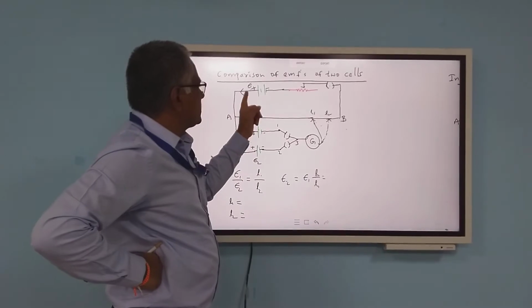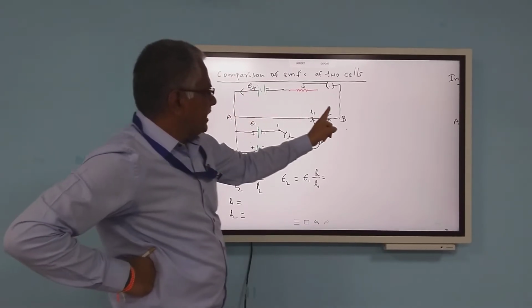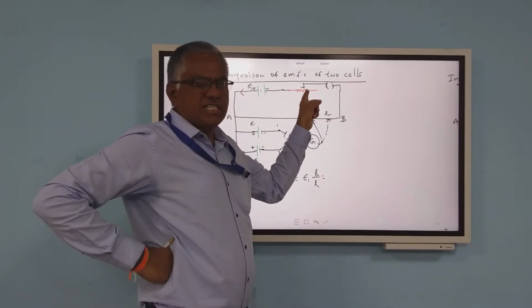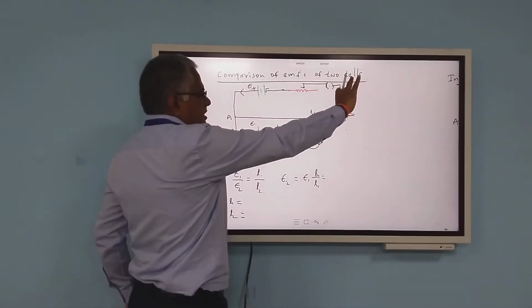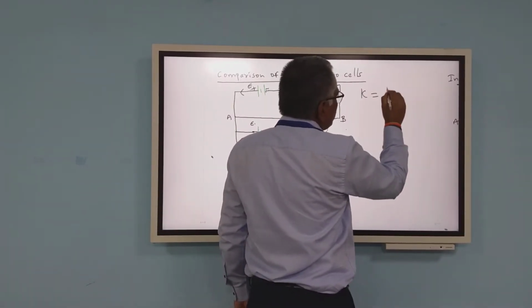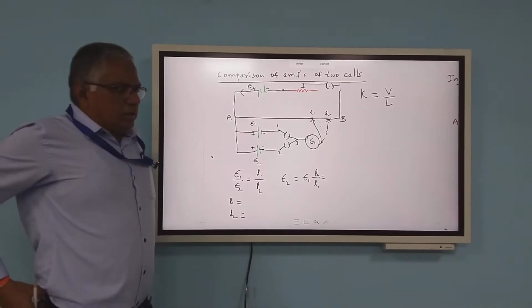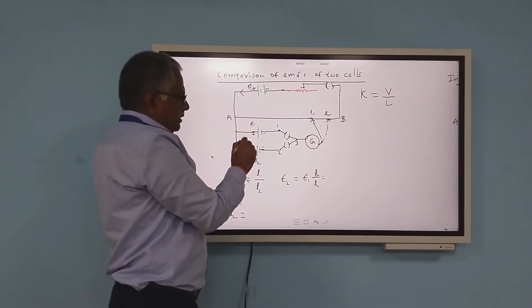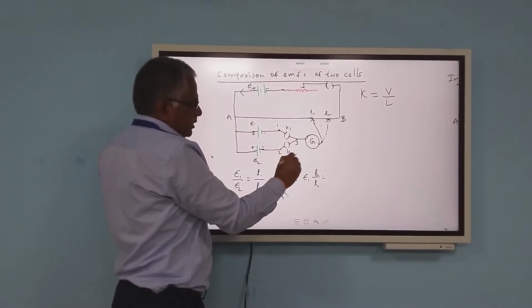One positive terminal is connected to one end of the potentiometer, and the other end of the potentiometer wire is connected through the key and the rheostat, to change the current in the circuit, to the negative. This is the primary circuit. The potential gradient K is equal to V by L, the total length of the wire. Now let us connect one cell E1 with keys K1 and K2.